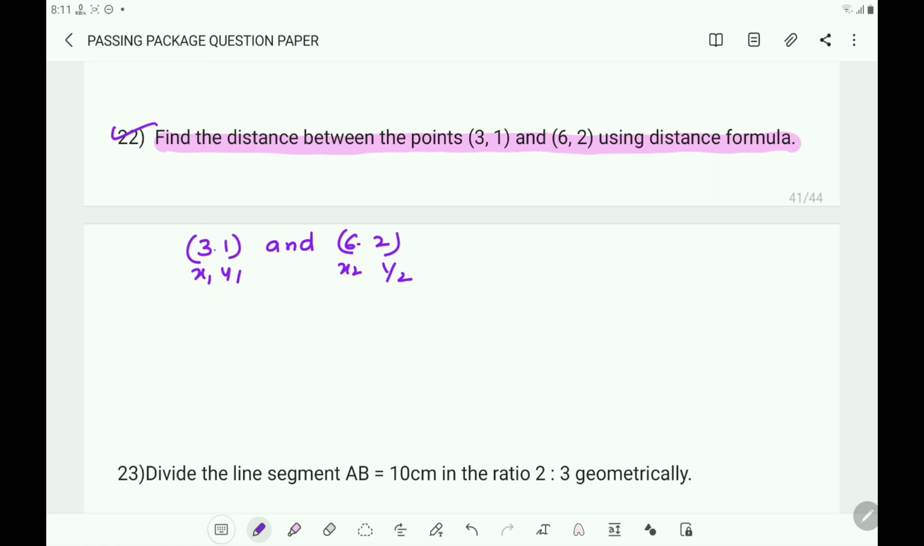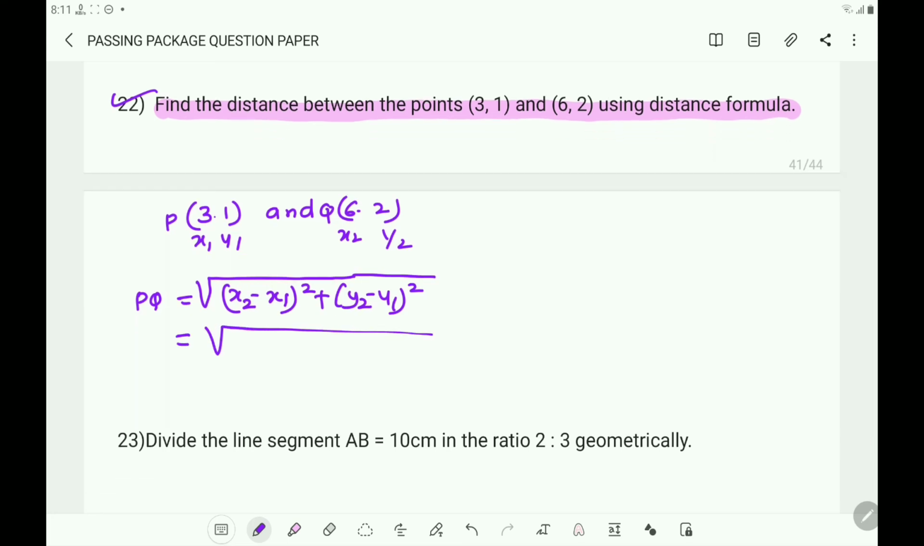Write the distance formula. If you consider these points as P and Q, then PQ, the distance between P and Q, equals what? PQ equals square root of x2 minus x1 whole square plus y2 minus y1 whole square. That equals, you write, x2 minus x1 is 6 minus 3, whole square, plus y2 minus y1, that is 2 minus 1, whole square.